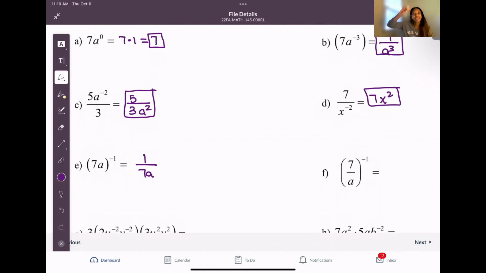And then part F is a good one. When we have a fractional base to a negative exponent, the negative exponent tells us to flip or take the reciprocal of our base. So 7 over a to the negative first power would be a over 7 to the positive first power, or just a over 7.